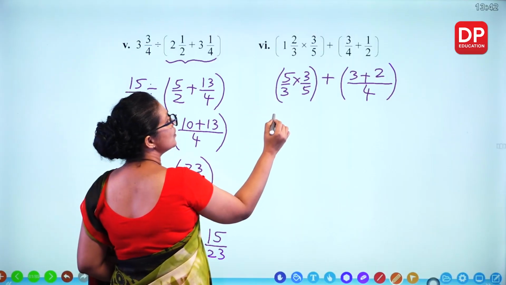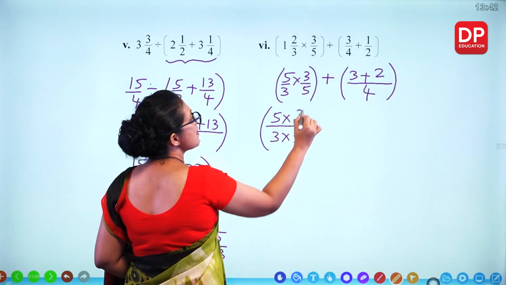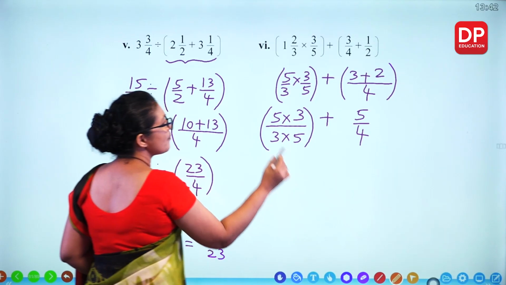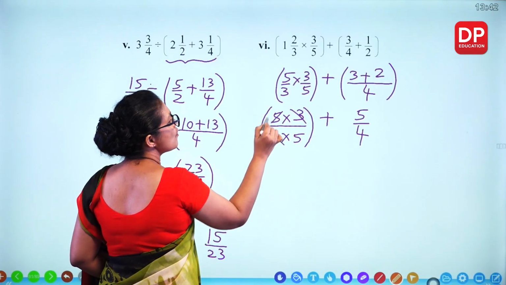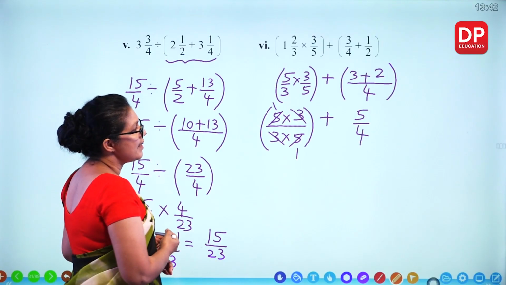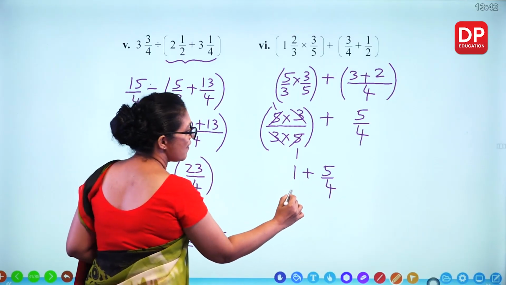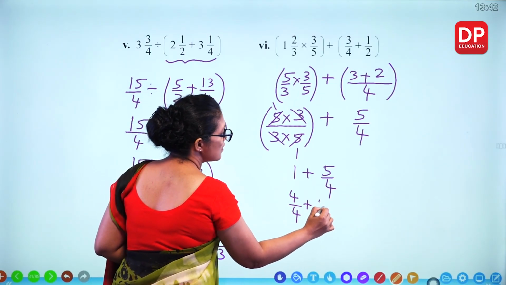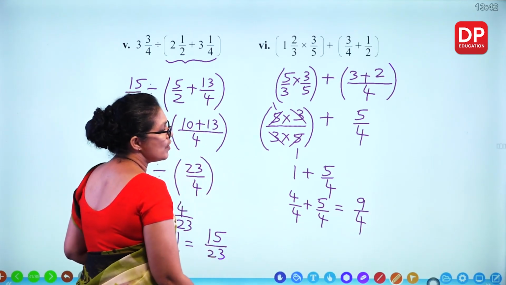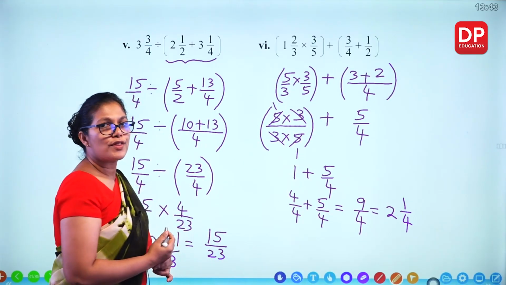Now do numerator separately, denominator separately. This becomes 5 over 4. 3 gets cancelled out, 5. You can cancel out and you get 1 there. 1 plus 5 over 4. 1 I can write 4 over 4. Same denominator. So you get 9 over 4. When you simplify, you get 2 and 1/4.